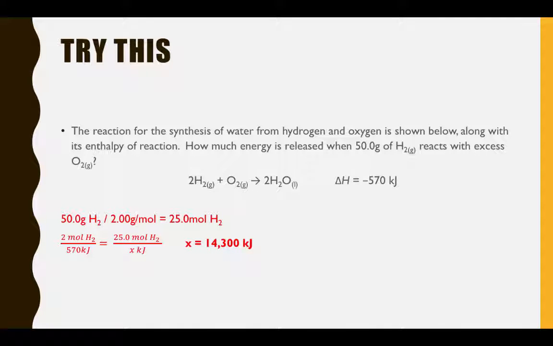Welcome back. Here's what you should have gotten. Notice that according to our balanced equation, every 2 moles of hydrogen gas with excess oxygen will release 570 kilojoules of energy. Therefore, 25 moles of hydrogen gas should release 25 times that amount of energy.